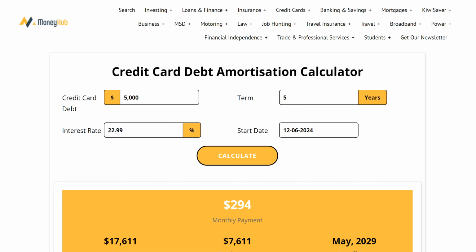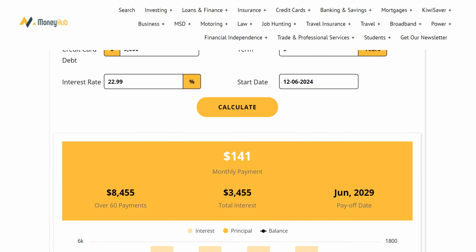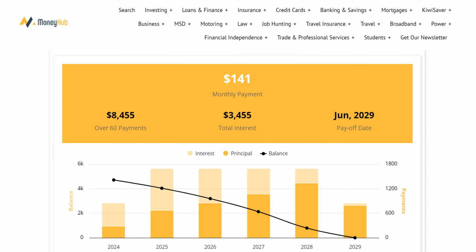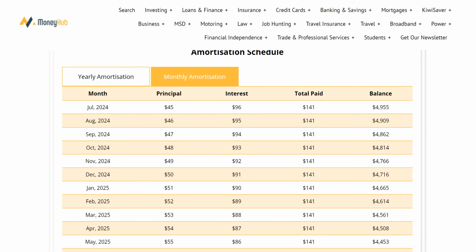And then if we say that, okay, we're going to try and pay this $5,000 across 5 years, let's put calculate. And what you'll get here is the results saying that within 5 years, you will make monthly payments of 141, and the total payments you'll make to pay off that $5,000 is going to be 8455, which represents 3,455 of interest costs.